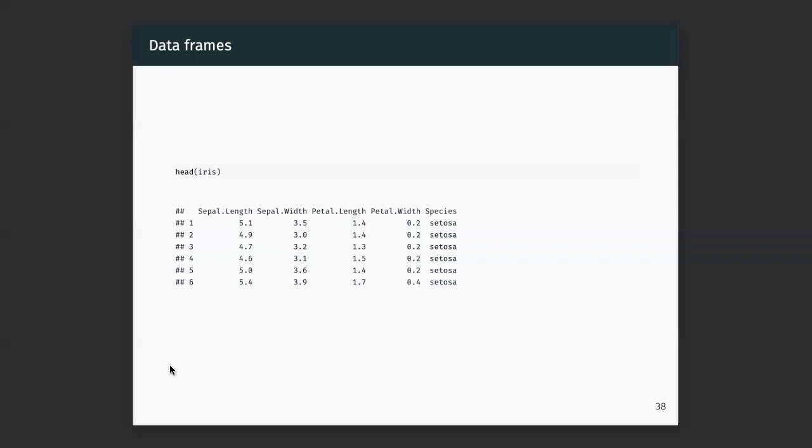Flower 4, this is its sepal length, this is its sepal width, this is its petal length, this is its petal width, and the species is Setosa. Yeah? So this is the data frame. This is going to be 98% of the kind of objects we work with in R will be data frames.